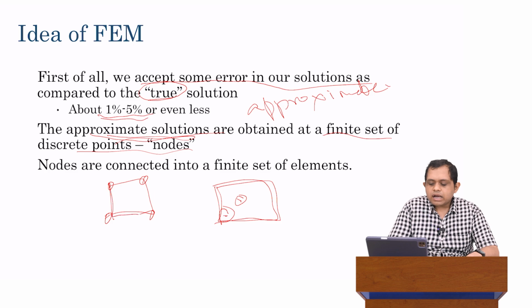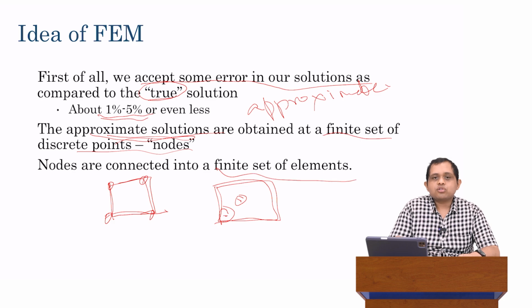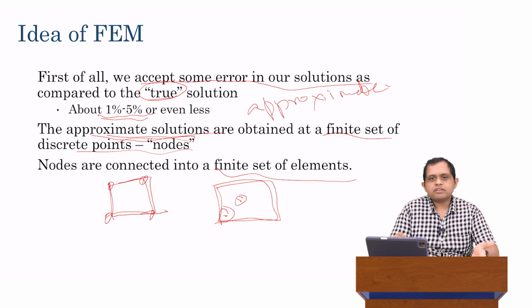The nodes in turn are connected by a finite set of elements. So we have a finite set of nodes, and those nodes are connected through a finite set of elements. That's also why, by the way, it's called the finite element method, because we have a finite set of elements in which we've discretized our system. So to summarize, the basic assumption we have in the finite element method is we do not have an exact solution. We have an approximate solution.